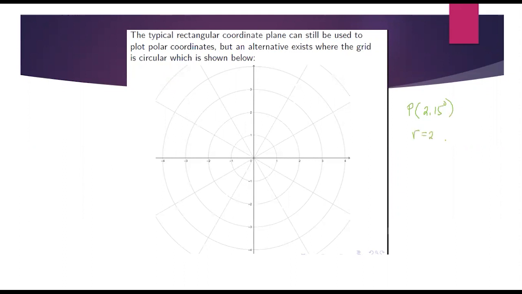Your r here is 2, and then we have theta, which is actually 15 degrees. Say for instance, the grid here is given in degrees. Now if you have the center here, and r is equal to 2, you count 2 units away from this origin. So this would mean that you have a radius of 2. But we need to consider also theta, which is equal to 15 degrees.